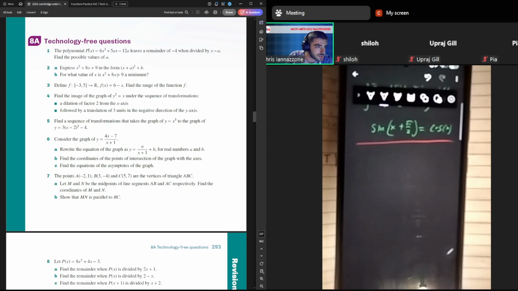So question 1. A polynomial has a specific remainder when divided by some linear. Find the possible values of a. I'll pause for a moment while you guys have a think about that.